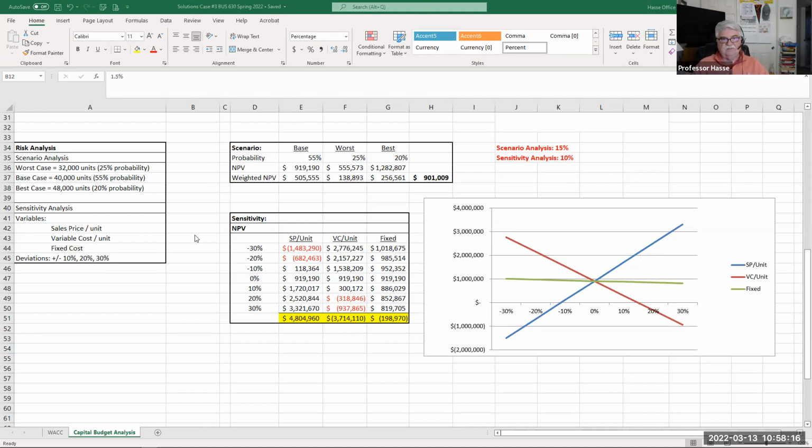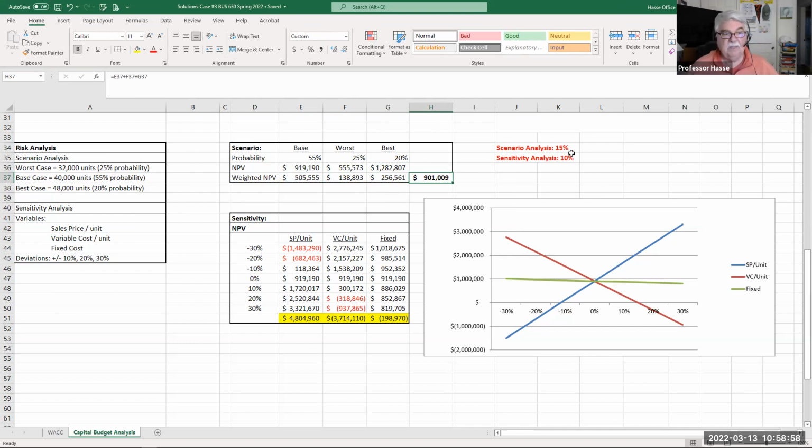So the scenario analysis is taking our base case with a 55% probability of hitting 40,000 units, a worst case scenario of 25% likelihood of 32,000 units, and a best case scenario with a 20% likelihood of 48,000 units, and the subsequent NPVs of those various profits at those various outputs. Weighted by the probability, we get a weighted net present value of $901,009.